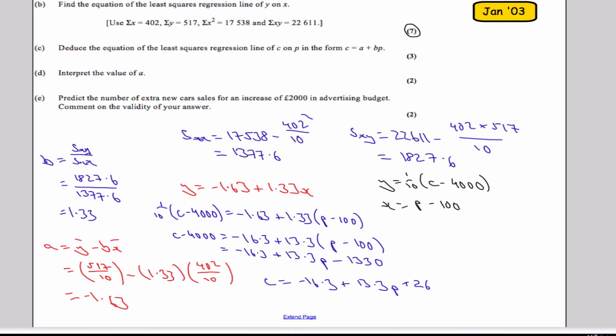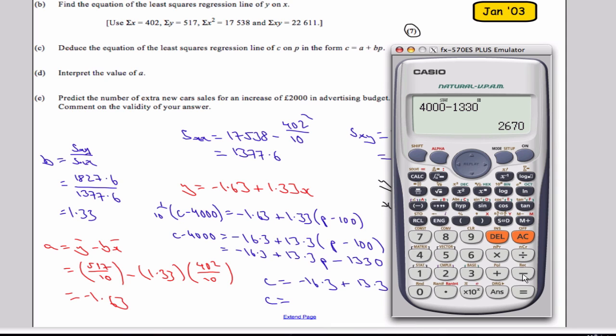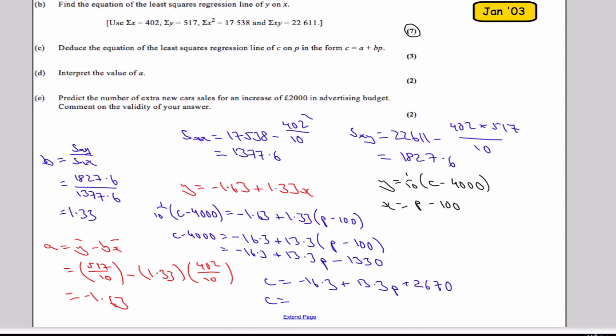plus 13.3p, and then finally just tidying up this bit, minus 16.3 and 2670, we get C equals 2670 minus 16.3 gives me 2653.7. So we get 2653.7 plus 13.3p.